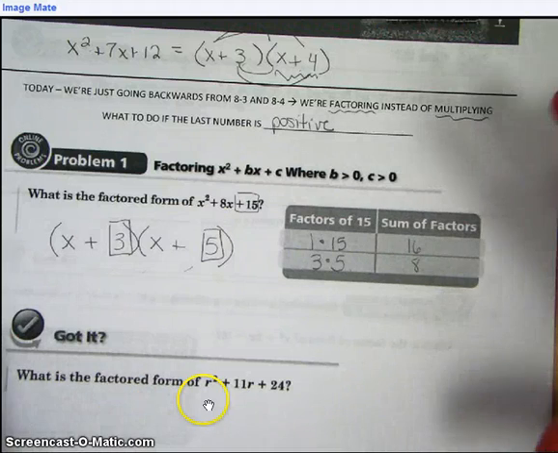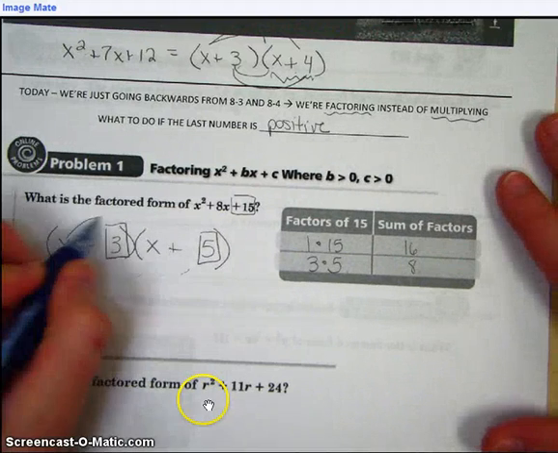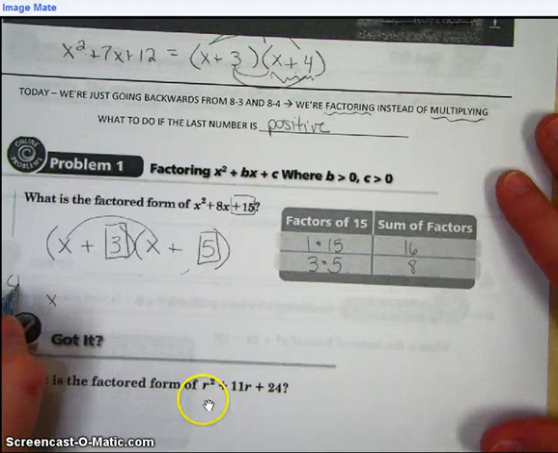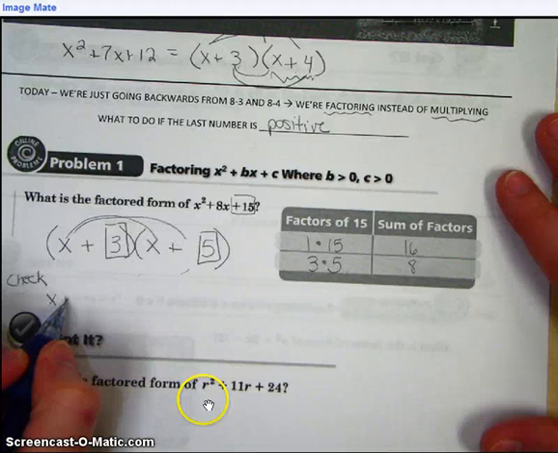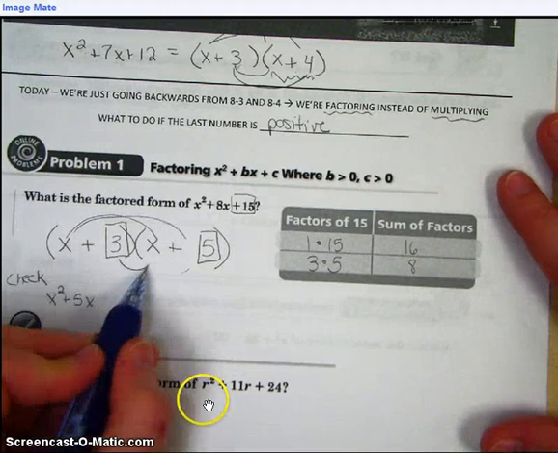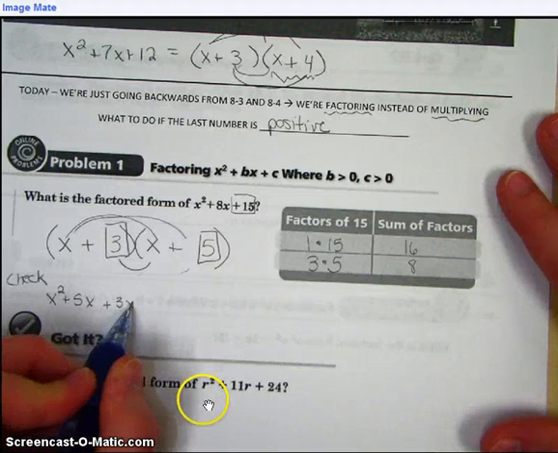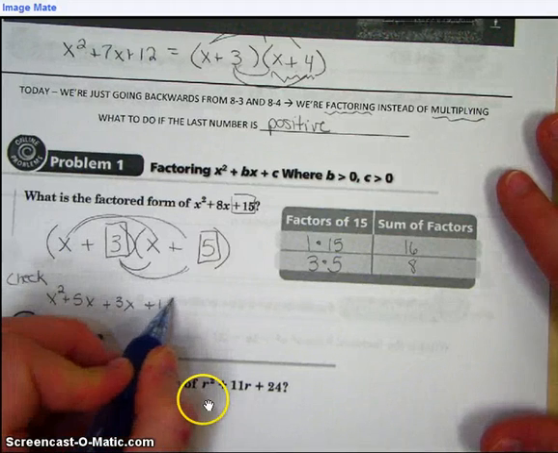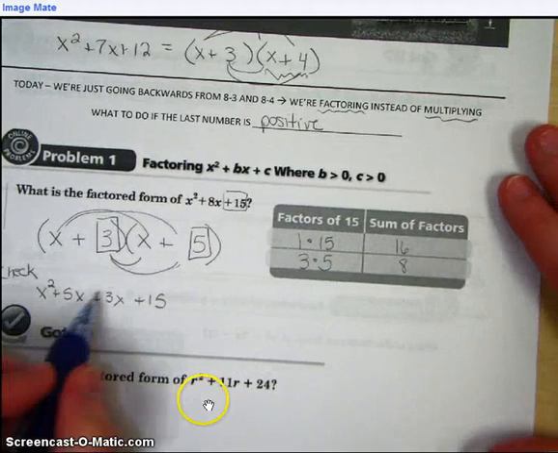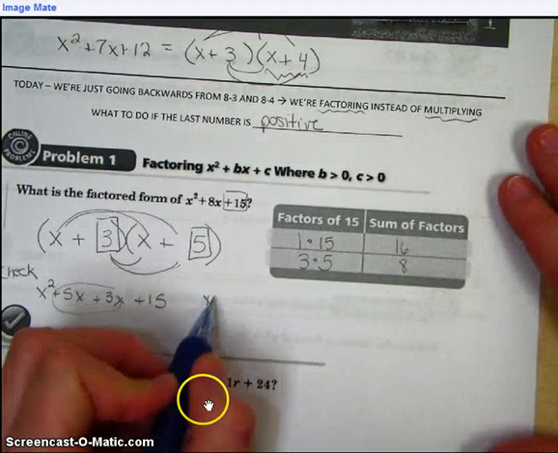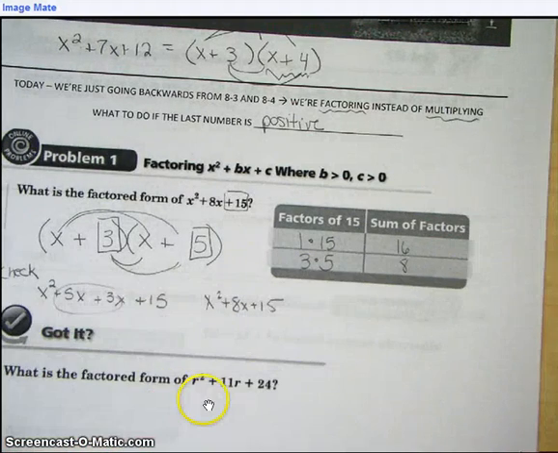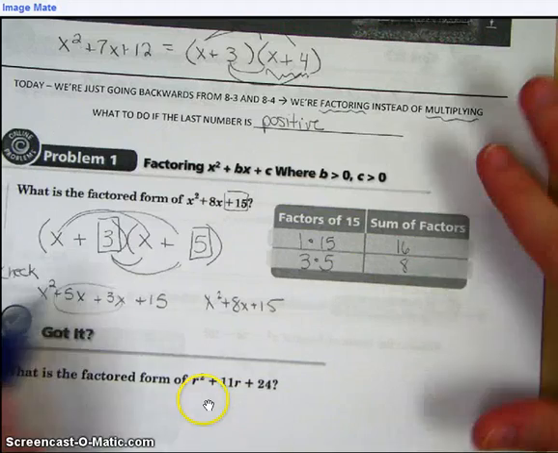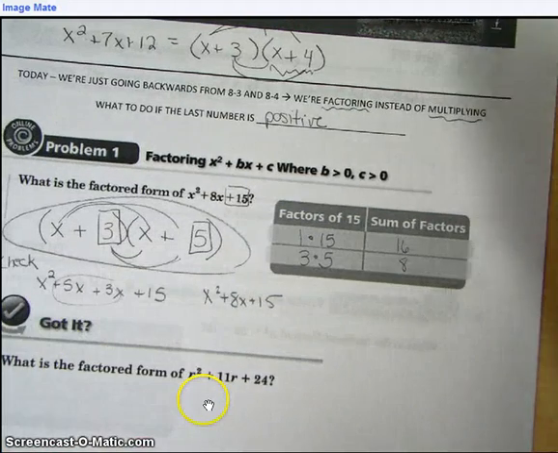Now if you do your distribution and check, you will see that it is correct. Let's just check this one time to prove it. So x times x would be x squared. Remember, this is just the check. X times 5 would be 5x. 3 times x would be 3x. And 3 times 5 would be 15. Well, wouldn't these two things in the middle just combine and give us x squared plus 8x plus 15? Look how that matches what we were given. This is the correct factored form.